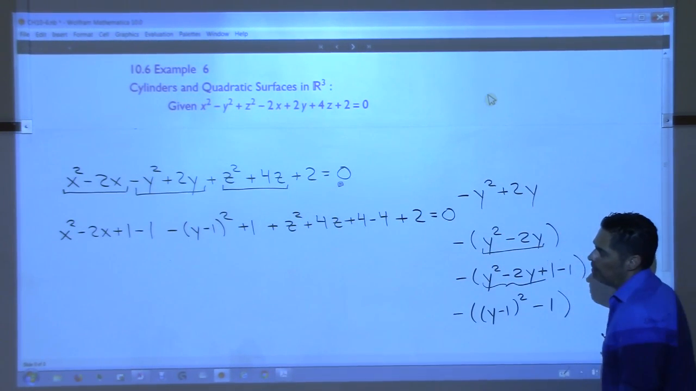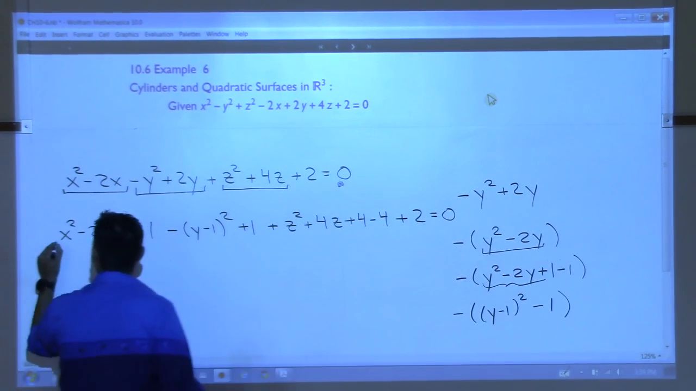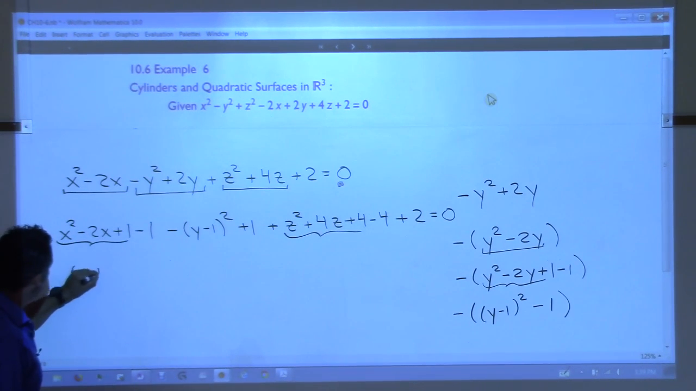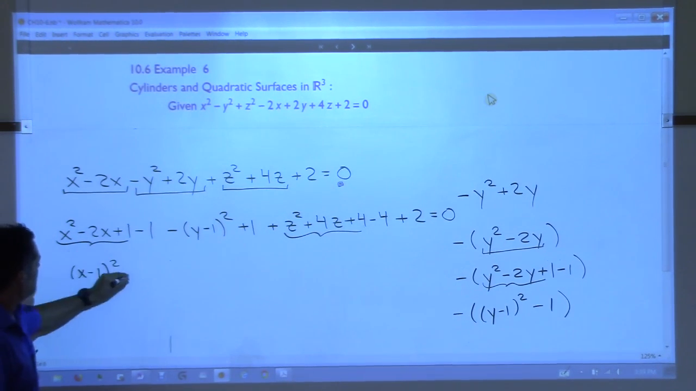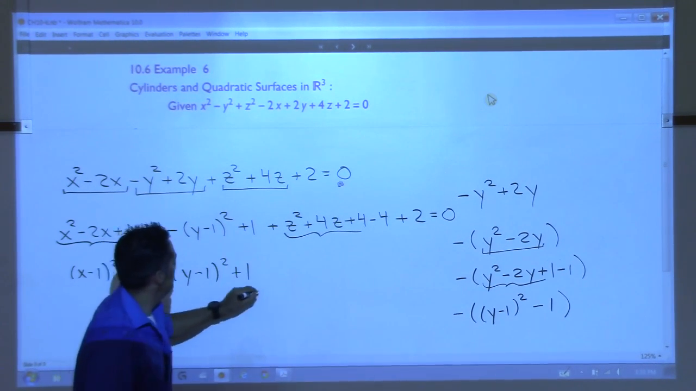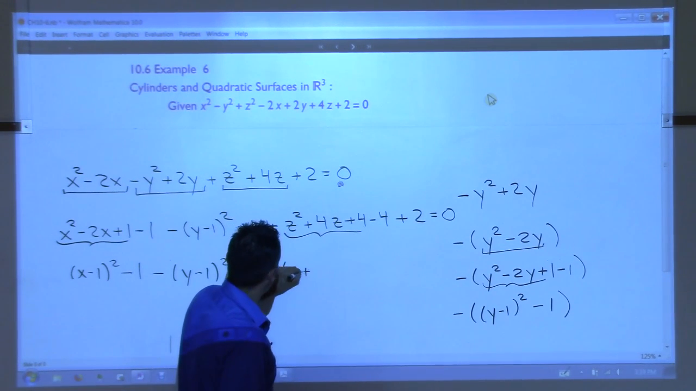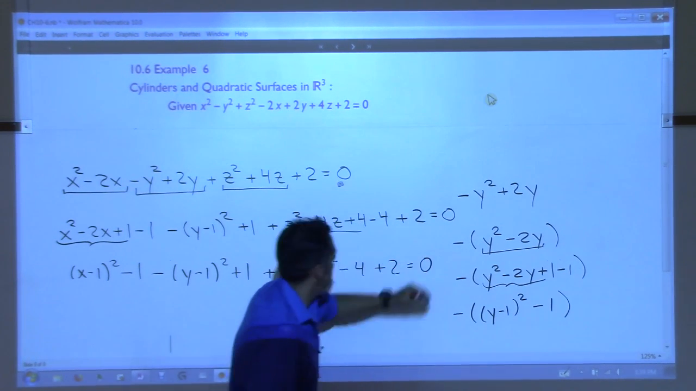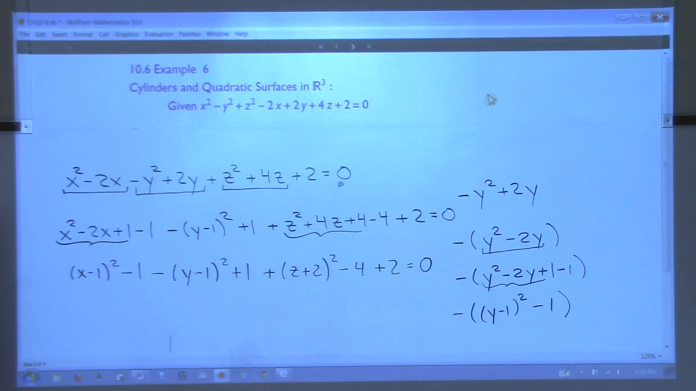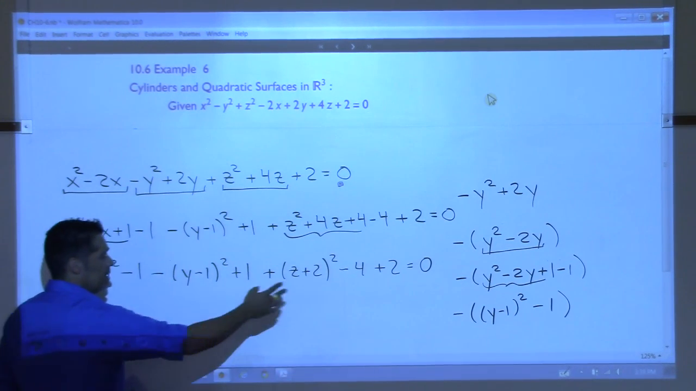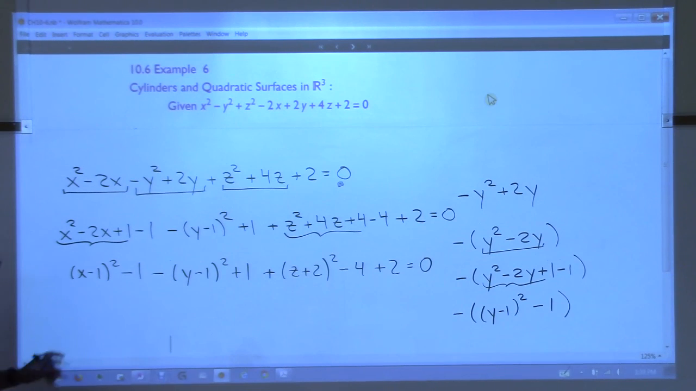Like that. And now I'll just finish the completing of the square on this one and this one right there. So we've got x minus 1, that quantity squared. That's these three. Minus 1 minus y minus 1 squared plus 1. And then plus z plus 2 squared minus 4 plus 2 equals 0. And if I put all my constants together, what will I have here? I'll just get a negative 2 on this side, right? And why don't I move it to the other side?